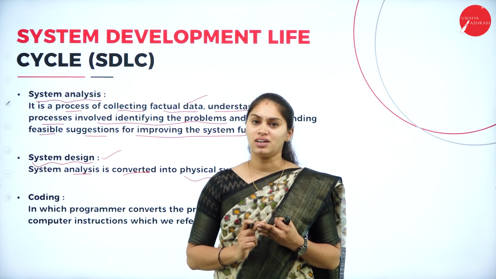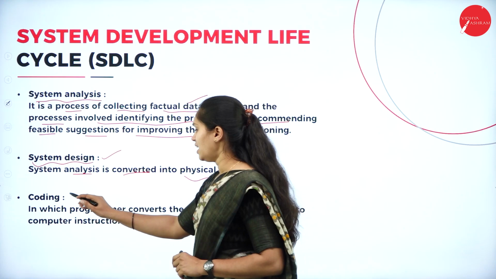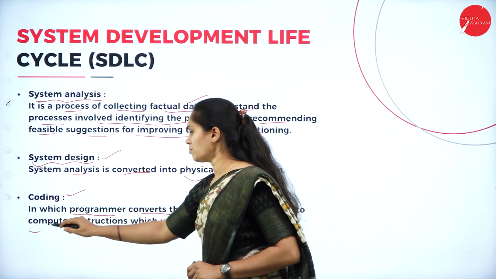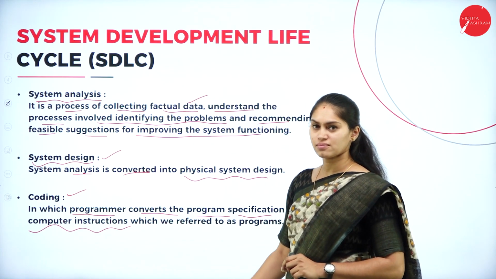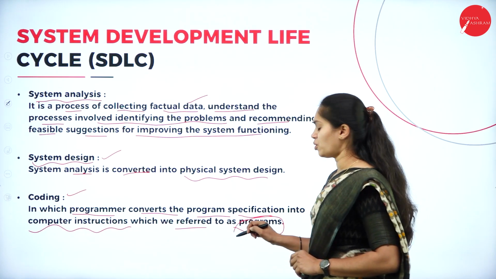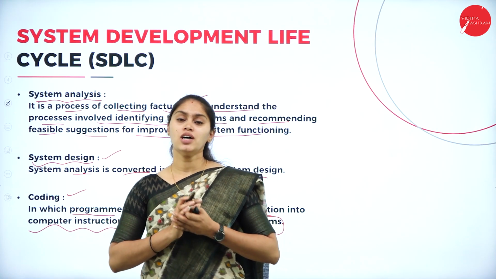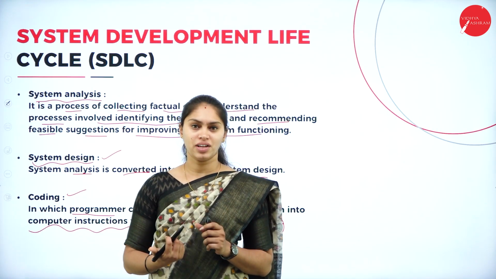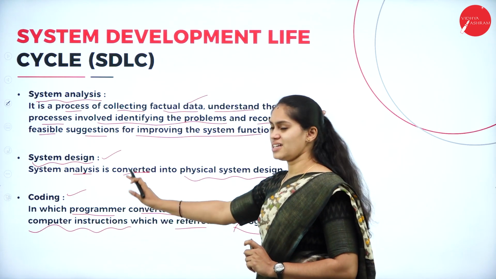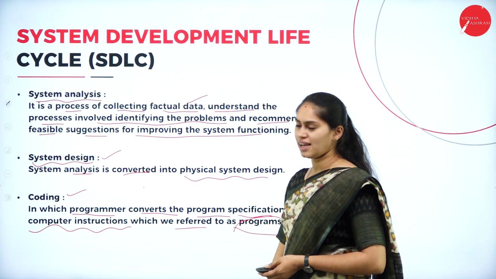I wanted to make it work. How am I going to do that? With the help of coding. Coding is where the programmer converts the program specification into computer instructions. By making use of those computer instructions, that will be referred to as a program. Programs are a set of instructions that make the computer work, as per the requirements of a customer, which is given in the preliminary test itself. So coding is converting a designed solution into some programming language.